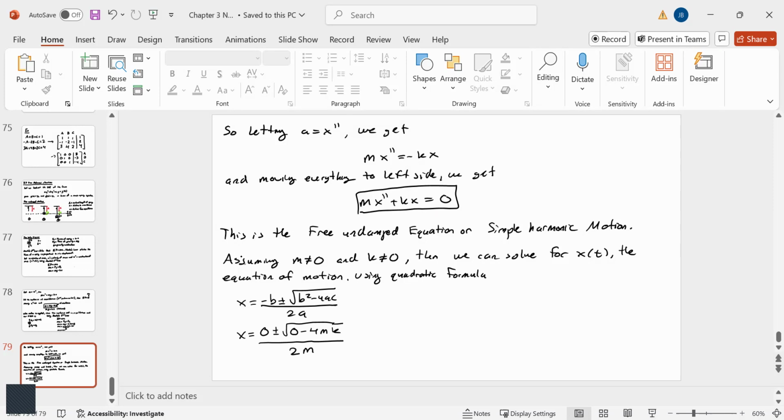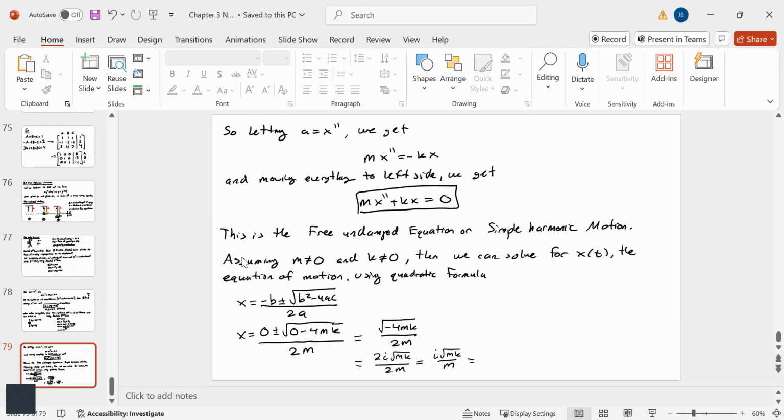And then this is going to be equal to the square root of negative 4mk all over 2m. And so what we end up getting is 2i square root of mk over 2m, which is equal to i square root of mk over m. Like, that's the solution. Now, that's not a very nice solution if you ask me, right? So we can actually simplify this.